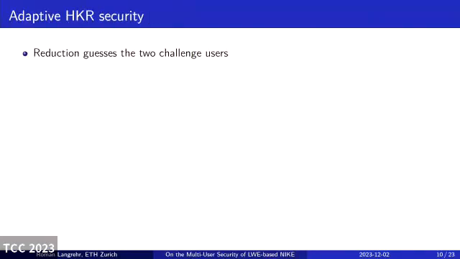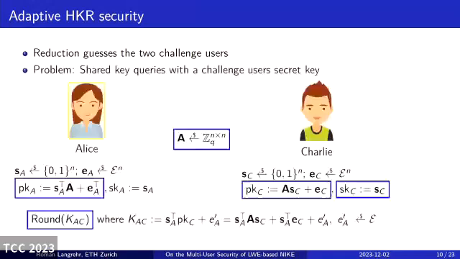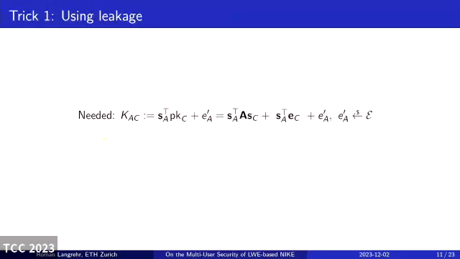So what's the problem with getting adaptive HKR security? Well, the reduction can just guess the two challenge users. And then there's actually only one thing left to do. And that is the shared key queries where a challenge user's secret key is used. So for example, assume that Alice is again a challenge user and the adversary asks for the shared key with Charlie, but Alice's secret key should be used to compute this. So he gets this value round of KAC. Then it seems the reduction needs to know this value KAC, which can only be computed with Alice's secret key, and we have to avoid that to use the argument from before.